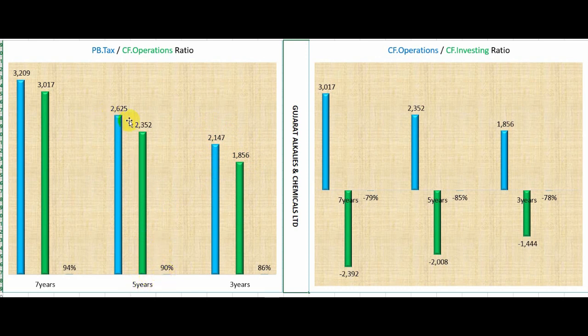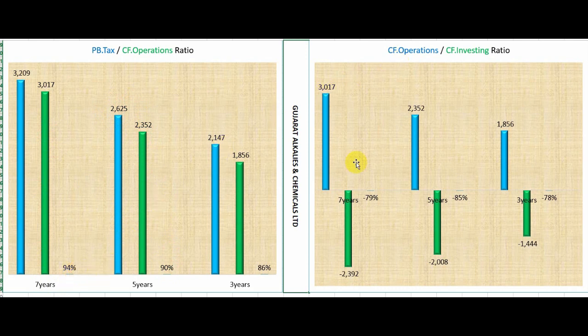So the company's 5 years total profit before tax value was 2625 crores, and the company managed to convert that into cash by a figure of 2352 crores. That's a 90% conversion rate, which is good. And in the last 7 years, the conversion rate was 94%.